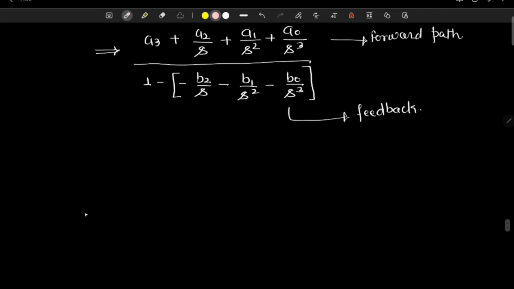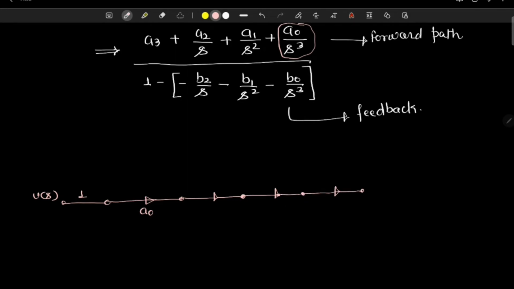Okay, now let's draw the graph. So this is U(s), this is 1, and this is a0. So this is a0 into 1 by s cube, right? So we need to multiply 1 by s 3 times: 1, 2, and 3. So this is 1 by s, 1 by s, 1 by s. So we have completed the first forward path. This is Y(s).